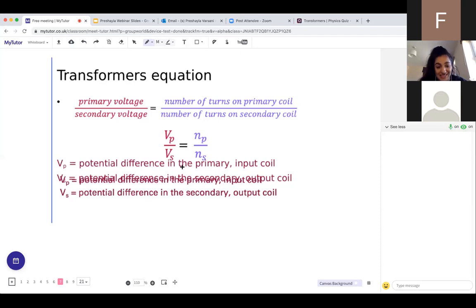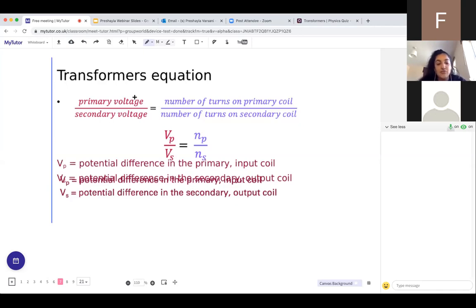Now it's really easy to get mixed up with VP, VS, NP, NS. Put them in different colors so you can see it, but it is important that you remember it very specifically. The P and the S are there to help you in terms of primary and secondary, but you will be given this equation on the equation sheet, or if they expect you to use it in a question, they might also tell you. So it makes it easier in that sense.